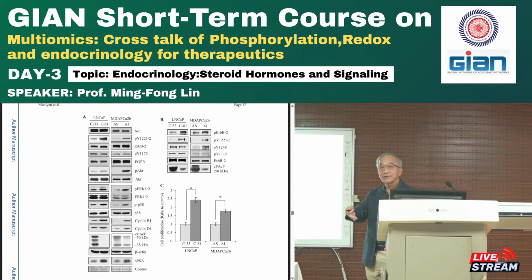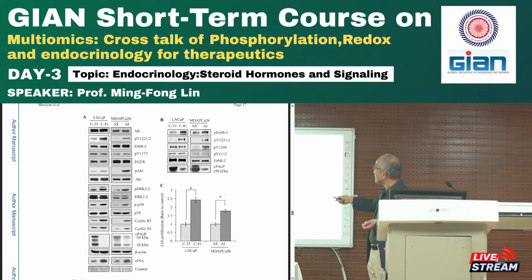And with the androgen, if we add the androgen, the growth stimulation is only marginal. So we use two cell lines, two independent systems, and then we try to compare what is the change. So we analyze a lot of molecular signal pathways.